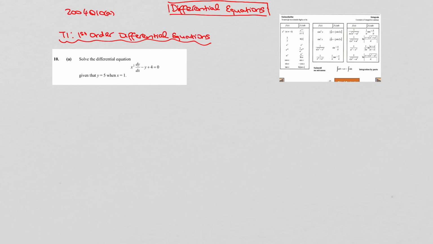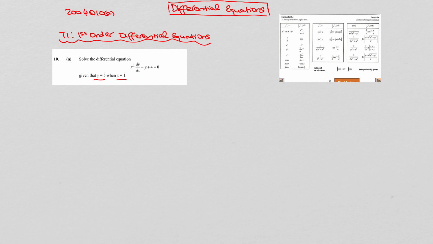Differential equations, 2004, question 10a. This is type 1 first order differential equations. So we're going to be looking to get y on its own, in other words solve the differential equation, given that y is equal to 5 when x is equal to 1.